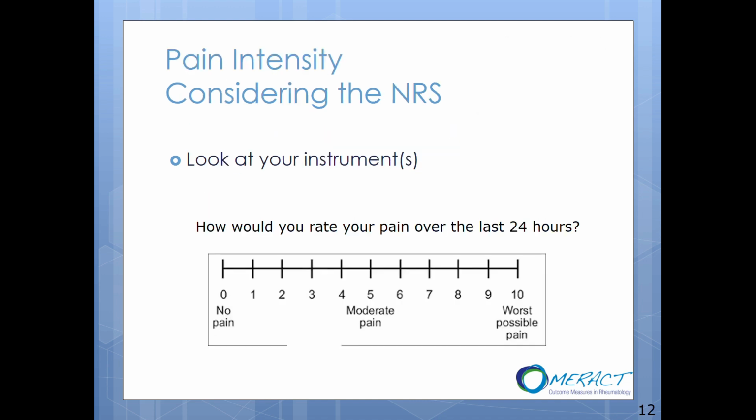So then you start picking up your instruments. And for pain intensity, let's consider the numeric rating scale, a simple single item question. And you look at it. And this is the same if you're looking at something like joint counts or disease activity index. Look at the actual scale and see what it's looking at. Does it look like it's a match to your target concept? So how would you rate your pain over the last 24 hours? From no pain to worst possible pain. Pretty close match. So let's say for pain intensity, we'll be considering the numeric rating scale.